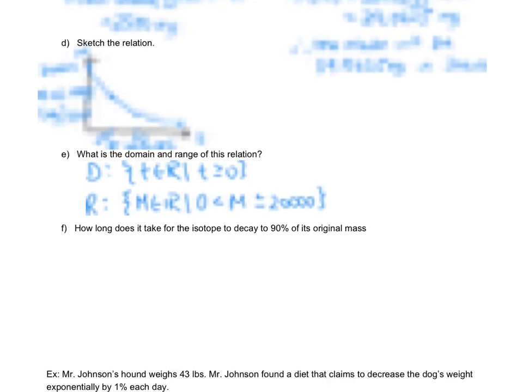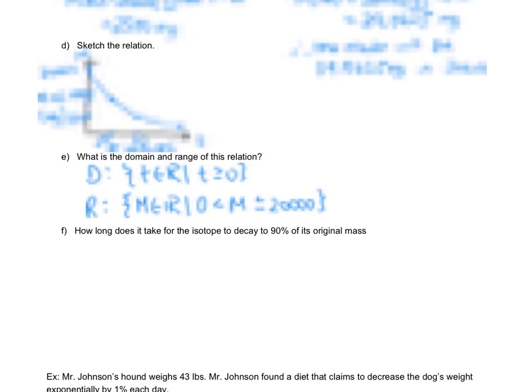Now here's one more type of question where we apply our knowledge of solving exponential equations. How long does it take for the isotope to decay to 90% of its original mass? So the first thing we should do is find 90% of the original mass. So we do that by multiplying our original mass by 0.9 because that's 90% as a decimal. And when we do that, we get 18,000. So now we're given our mass of 18,000, and we can set our equation equal to 18,000.